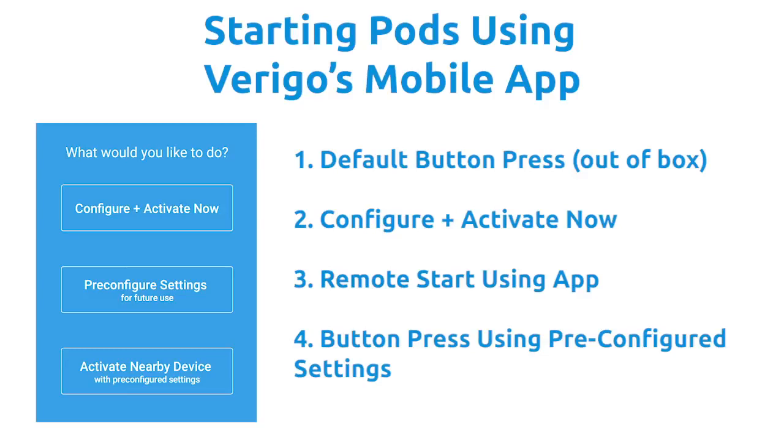Users have the ability to activate a device using one of the following methods: default button press, configure plus activate now, remote start using the VERIGO mobile app, and button press using pre-configured settings.